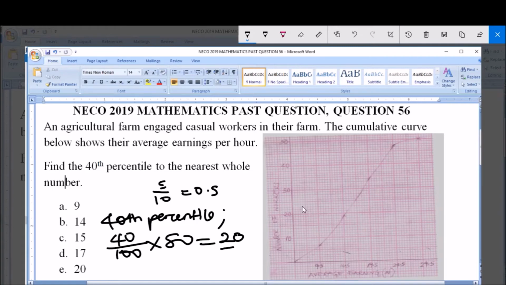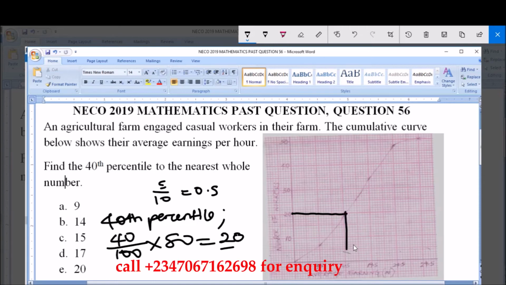So since we have 20 here, we trace 20 to the Ogive and to this point. Now this point where it meets it here, we trace it downward to this point. Now this is the point where it meets the corresponding point on the x-axis, which is the average earning.